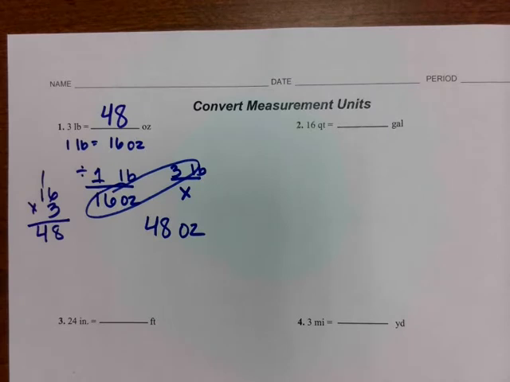What's nice about this is we're always going to have the number 1 somewhere. So we're either going to multiply by 1 or we're going to end up dividing by 1. And dividing by 1 is what you want because you don't have to do anything.